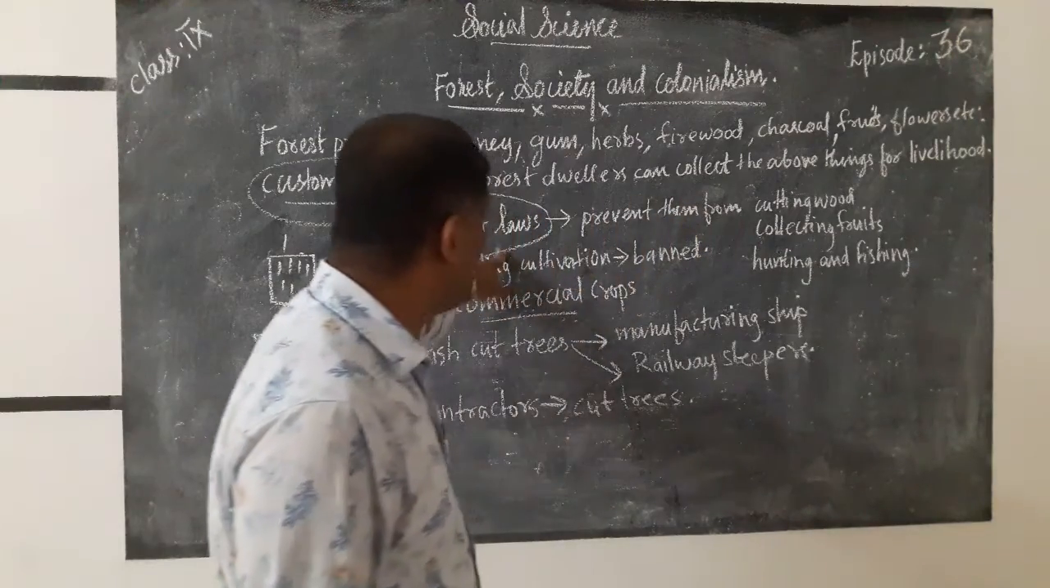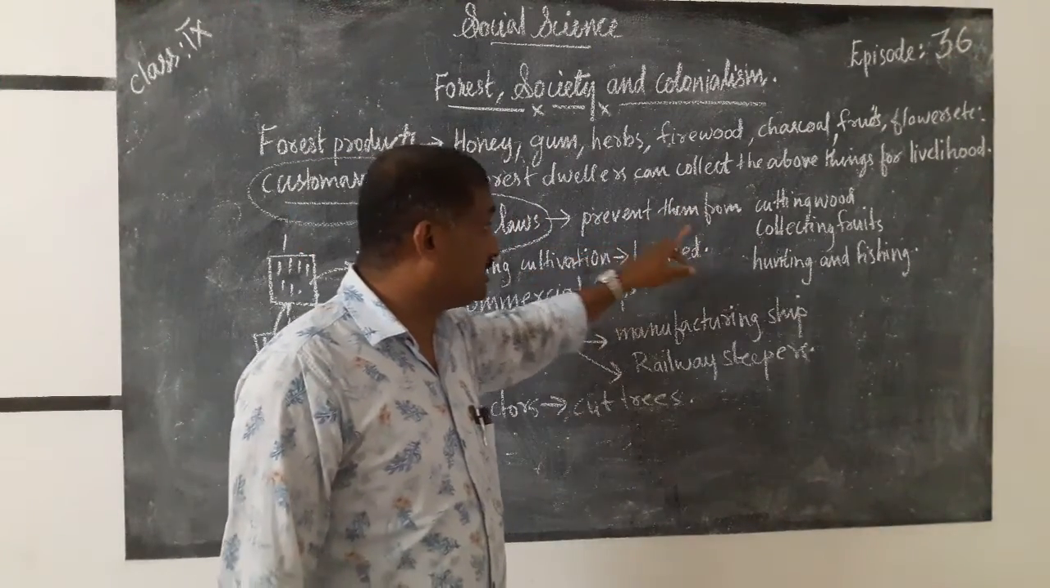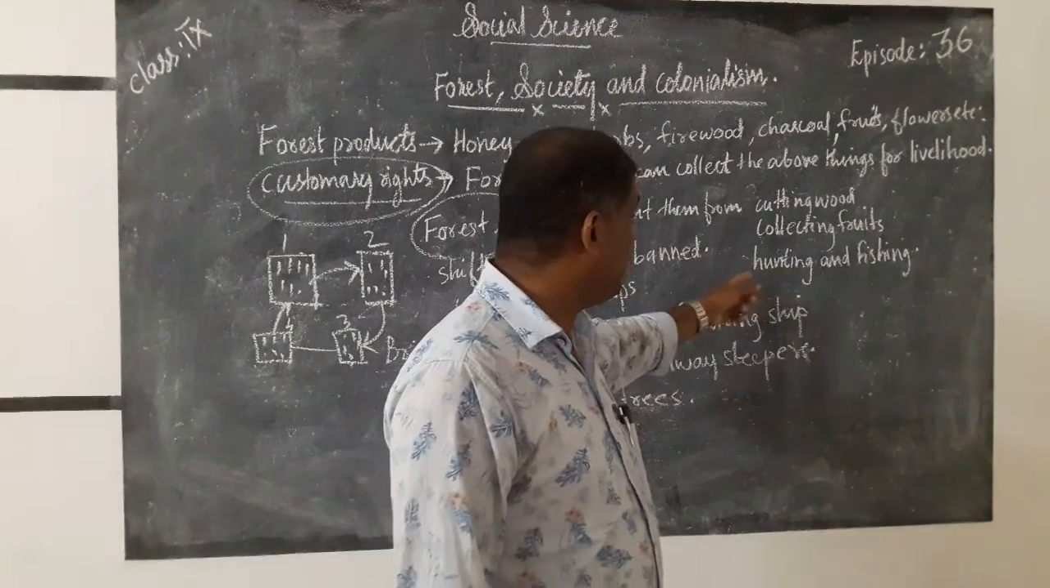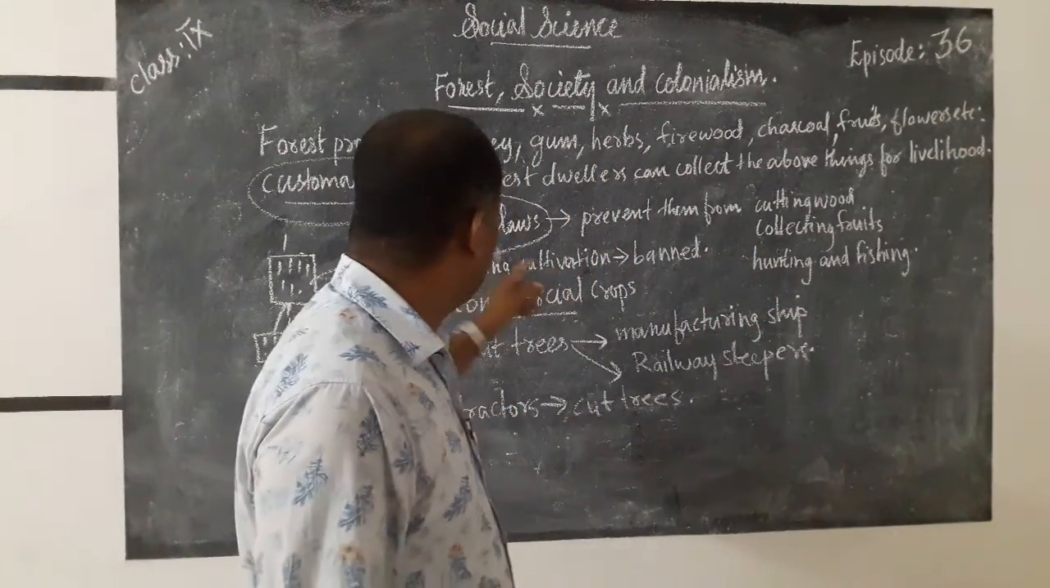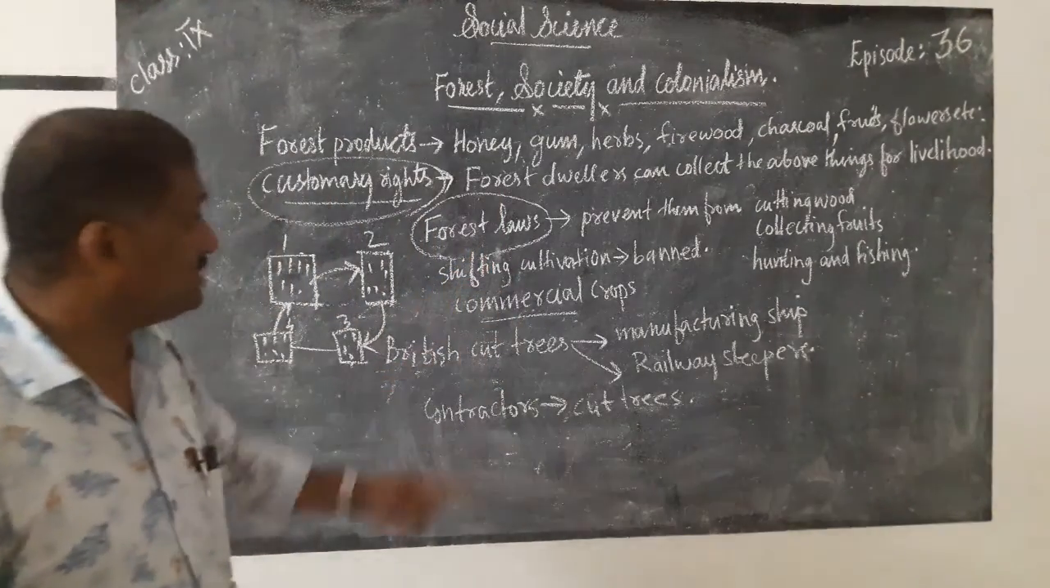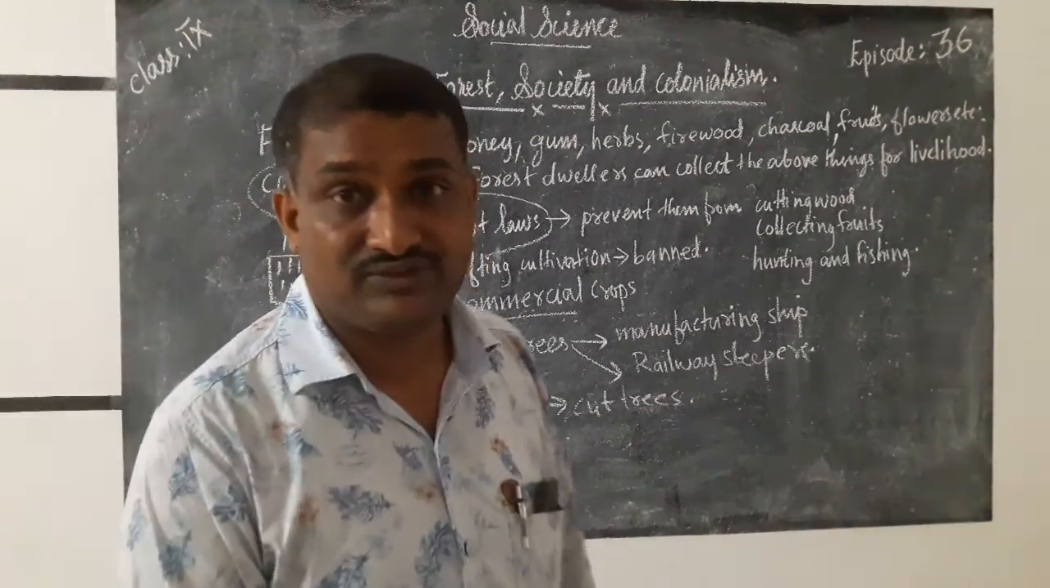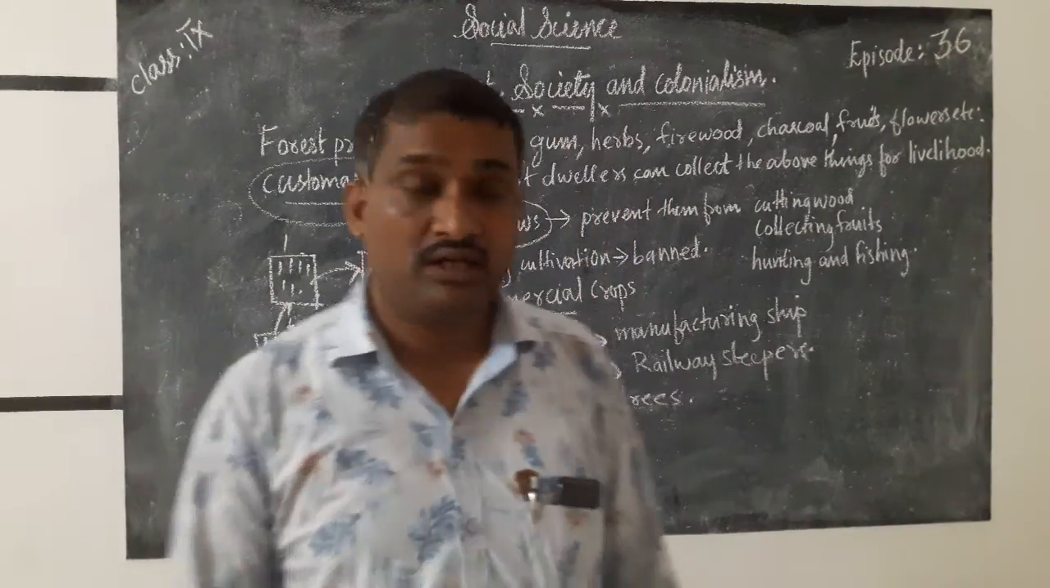Now these forest laws prevented them from cutting wood, collecting fruits, hunting and fishing. All of this was not allowed by the Britishers due to forest laws. And shifting cultivation was totally banned by the Britishers.